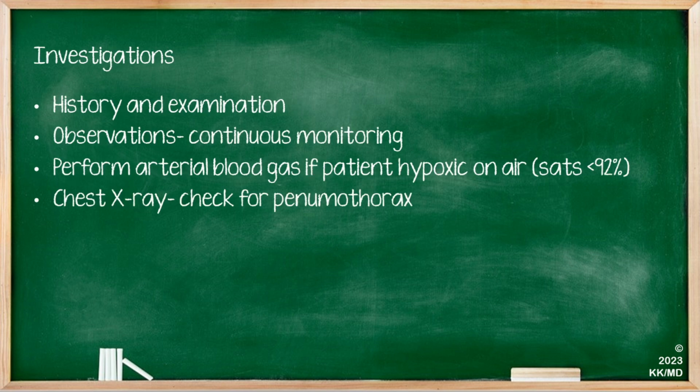As for its investigation, history and examination remain key like any other medical condition. It's really important that the patient is observed frequently and arterial blood gases are performed in order to have a better understanding of the partial pressure of oxygen and carbon dioxide. Having a peak flow meter is crucial, and this is something that is unfortunately frequently missed in real clinical practice.